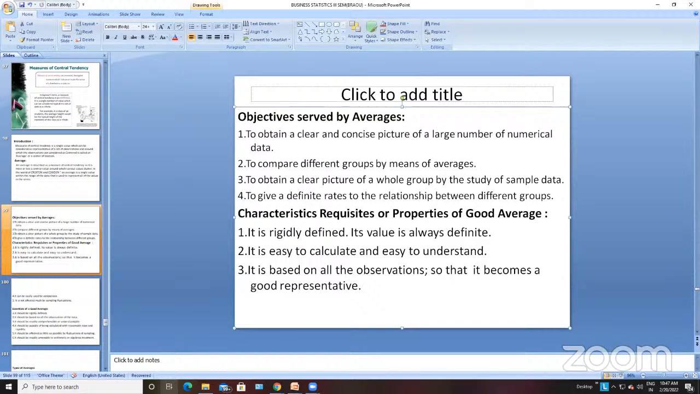The next is the characteristics, requisites and properties. What are the properties of a good average? This is very important. The properties or characteristics of a good average: it is rigidly defined. Rigid means it is not very tough, and it is always definite. It is very easy to calculate and easy to understand also.